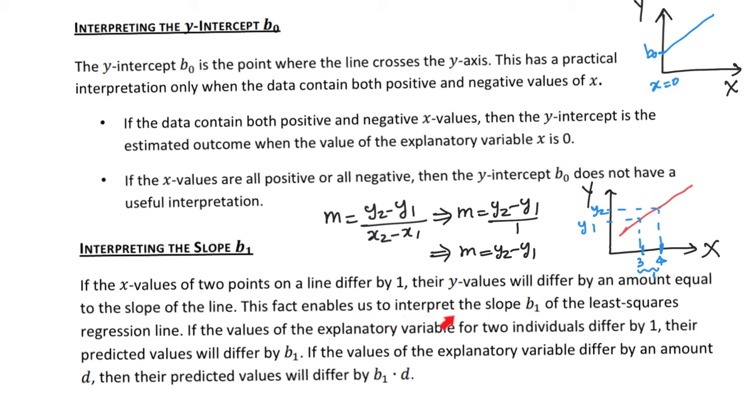So this fact enables us to interpret the slope b1 of the least square regression line. If two values of the explanatory variable for two individuals differ by 1, their predicted values differ by b1. So here instead of m, we are using b1 for slope. So b1 is actually the m. If x values differ by an amount of d, then the y values will differ by m times d, like cross multiply. Since m is b1, the y values will differ by b1 times d.